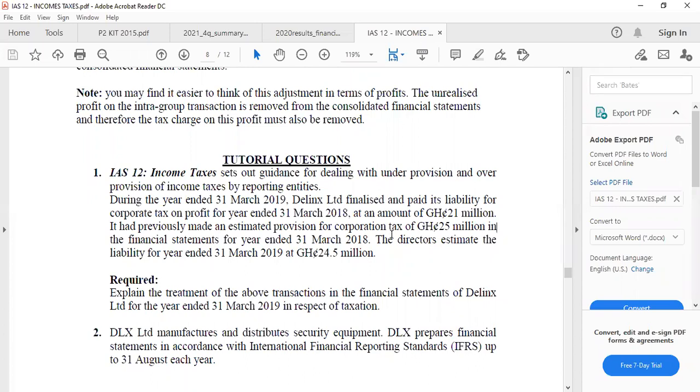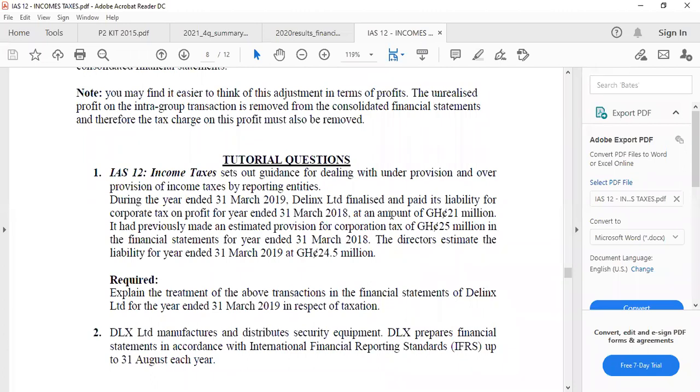Over provision of how much? 4 million. So it means that I've subtracted 4 million in excess from my profit for last year, isn't it? The amount of tax that I should have subtracted should have been 21 million, but I've subtracted 25 million. I have to go and add back the 4 million, but we don't do that. That is a change in an estimate. Don't go and do that. The 4 million was subtracted from profit, so I have to add it back. So now it's just like the 4 million becomes a profit or an income to you.